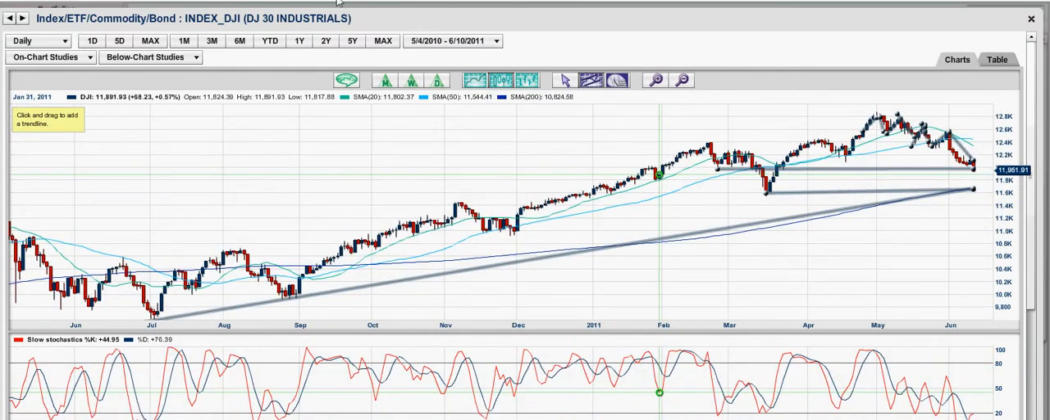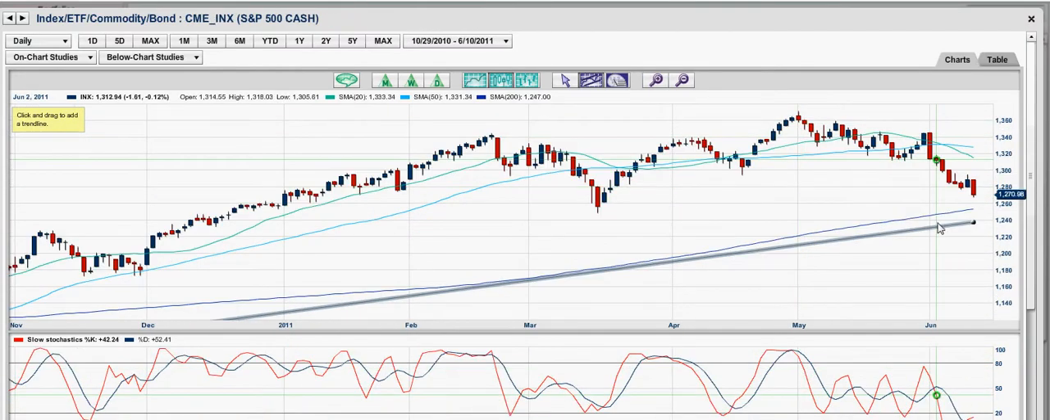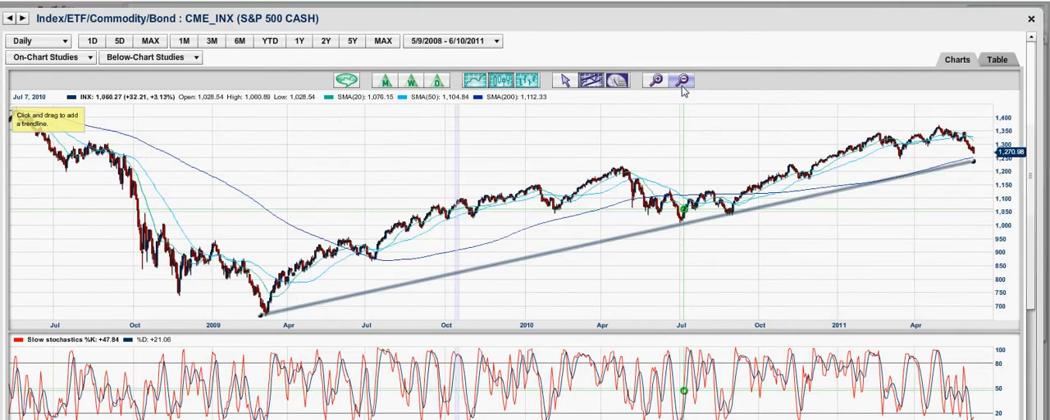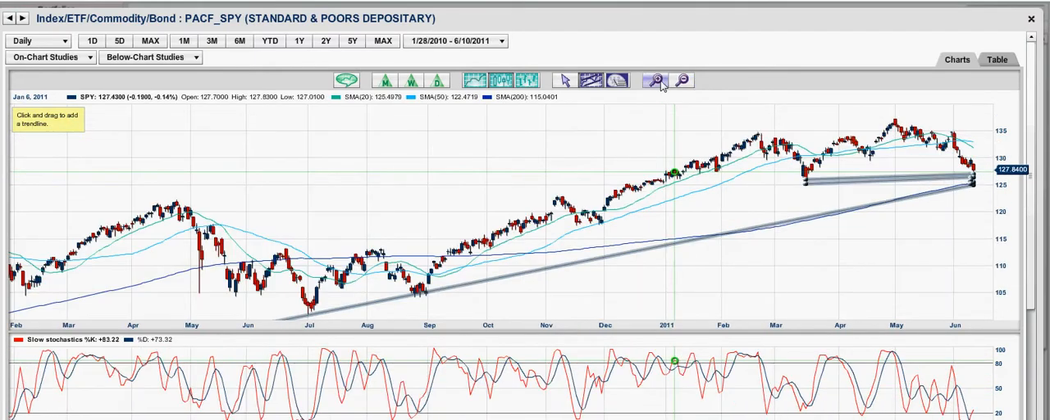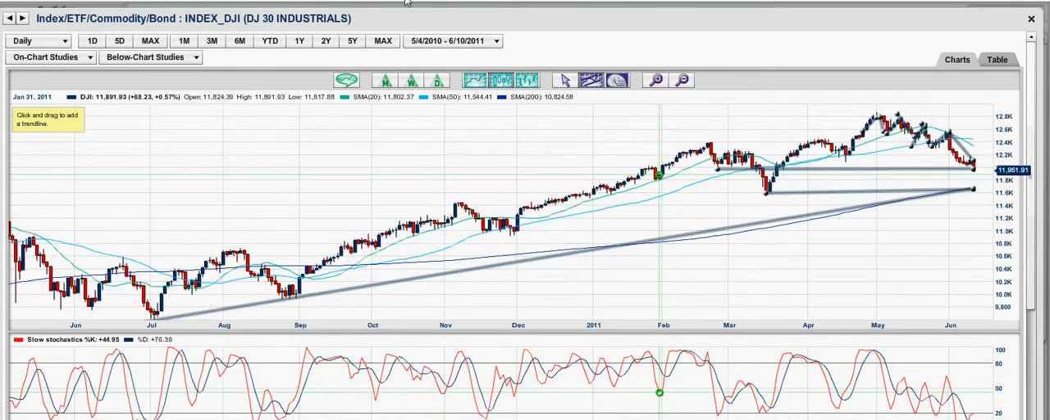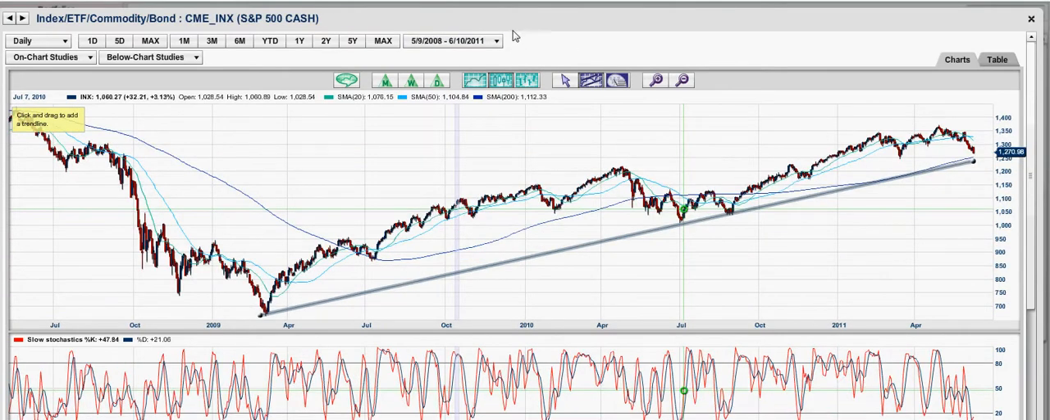Now, mirror that onto the S&P 500 index, and that's basically 1,240. And if you want to mirror that onto the SPY, that's basically 125. So, you guys know all the key levels to be watching. If you guys are watching the Dow Jones Industrial Average, 11,600.